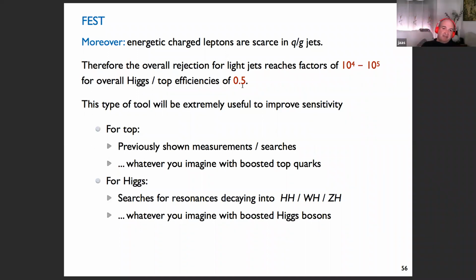To begin with, the analysis I have shown for boosted top quarks at the energy frontier, or whatever you imagine with boosted tops. For Higgs, for example, if you look for resonances decaying into 2 Higgs, W Higgs, Z Higgs, or whatever you imagine with boosted Higgs bosons.